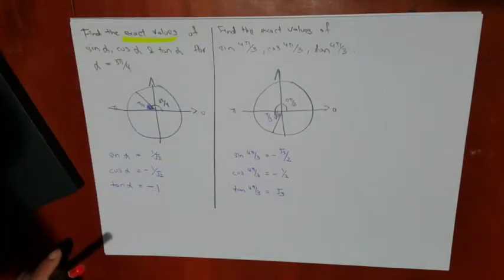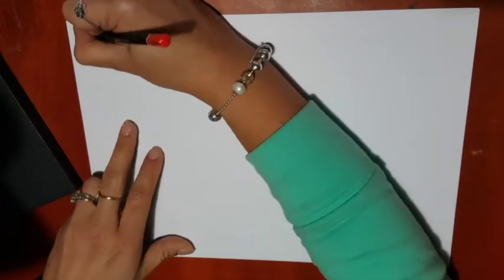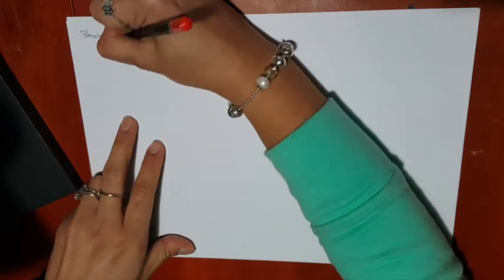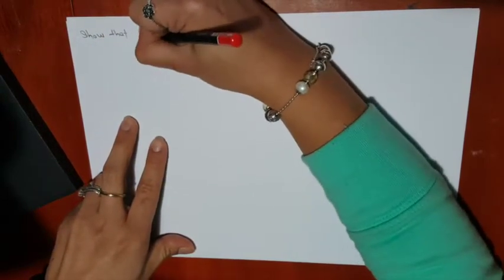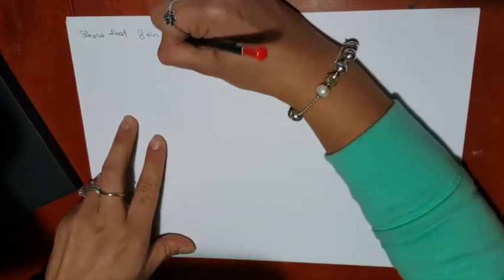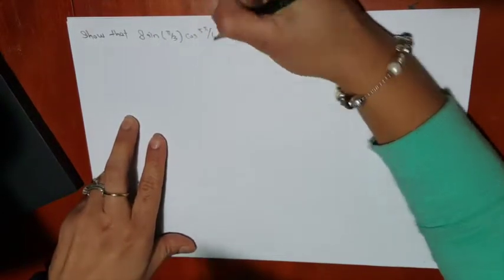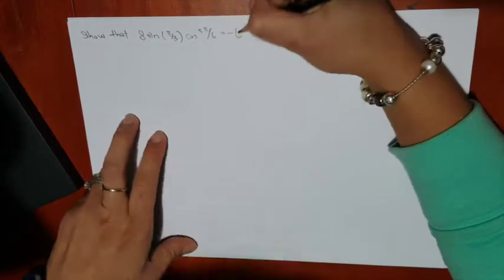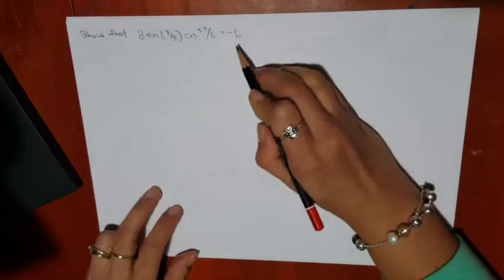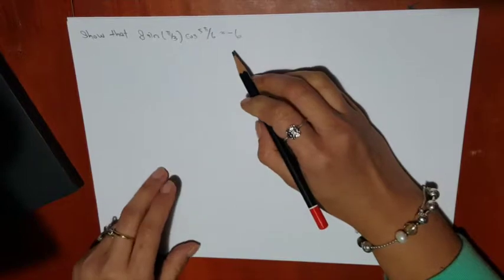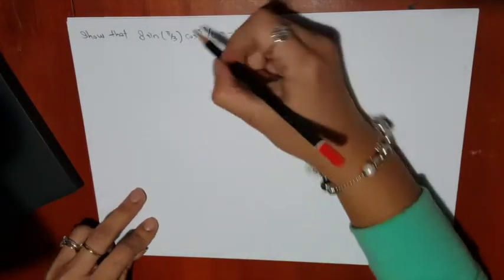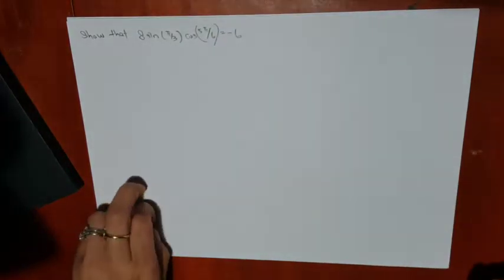So if we look at another question, without using a calculator, we need to show that 8 sine pi over 3 cos 5 pi over 6 is equivalent to negative 6. In this case, the answer is already given. We need to actually find the working and explain why this could possibly become negative 6.